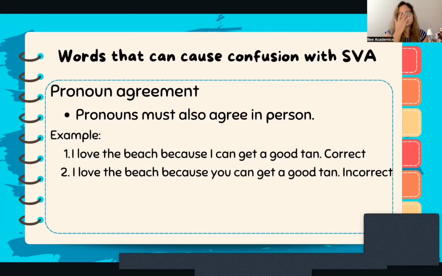The pronouns must also agree in person. It's one of the biggest confusions whenever we do conversational English. Like, I love spicy food because you can get sweat out of there or whatever. So if you start with the I, okay, you end it with an I. So those are the rules and the things that we need to learn about subject-verb agreement.